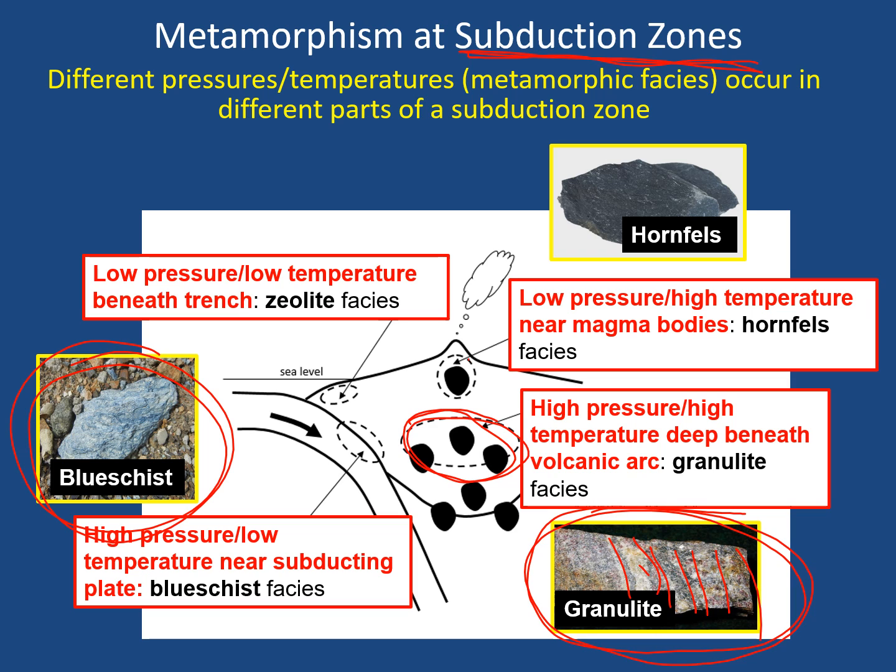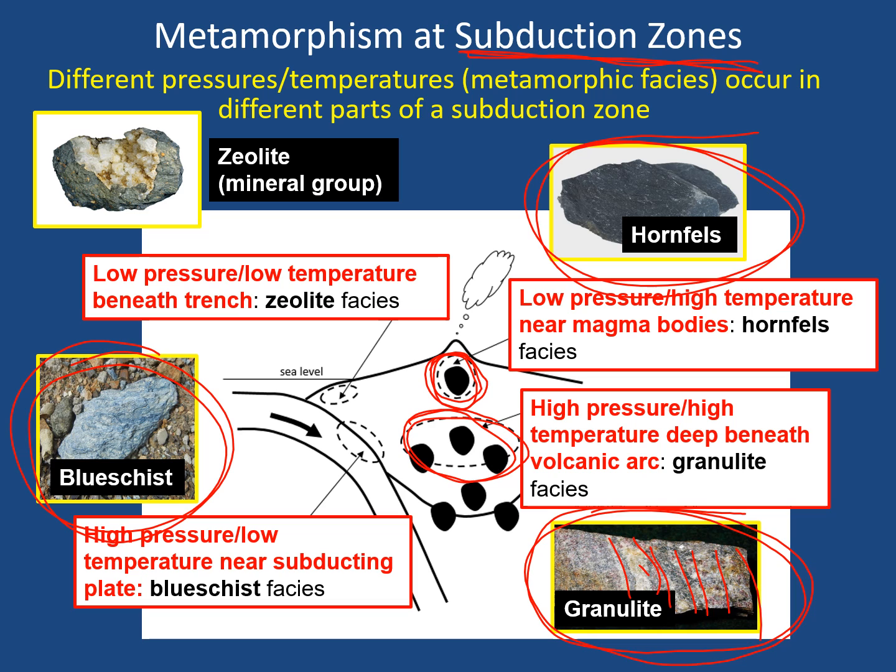And then again, up here at shallow depth, directly adjacent to that hot magma body, we get this sort of dark colored, very fine grained metamorphic rock called Hornfels. And again, Hornfels is characteristic of contact, that is thermal metamorphism, typically at low pressure, which means you're pretty shallow. And then finally, zeolite facies rocks occur at relatively low pressures and low temperatures that we might encounter just right around the trench, for example, in the subduction zone.